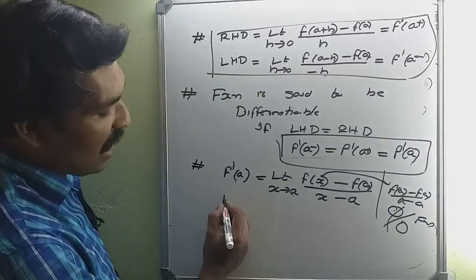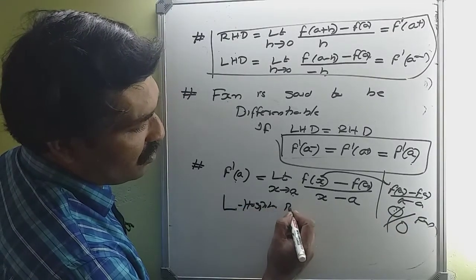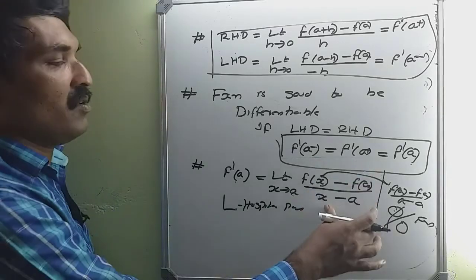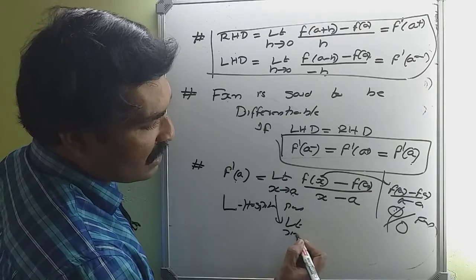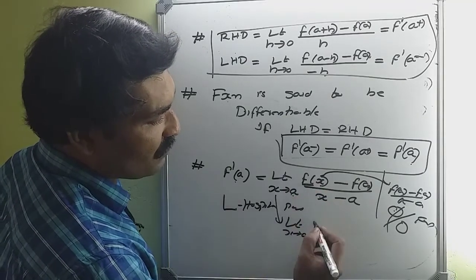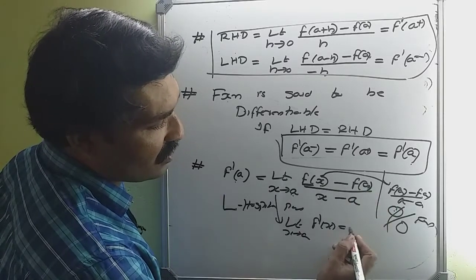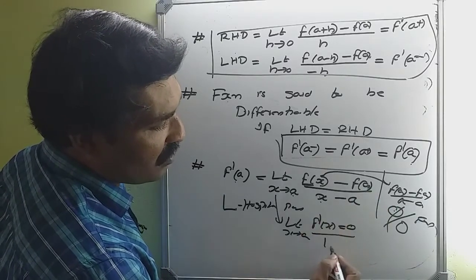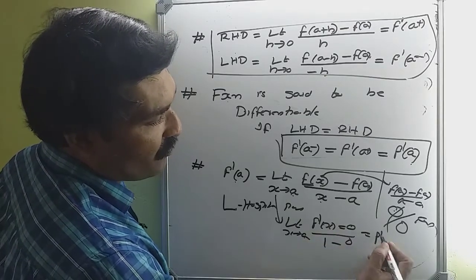So by L'Hospital rule, differentiate the numerator and denominator. This is equal to limit x tends to a, the derivative of f of x is f dash x. This is a constant, so the derivative is equal to 0. The derivative of x is 1, minus 0. Now put x is equal to a, this becomes f dash a.